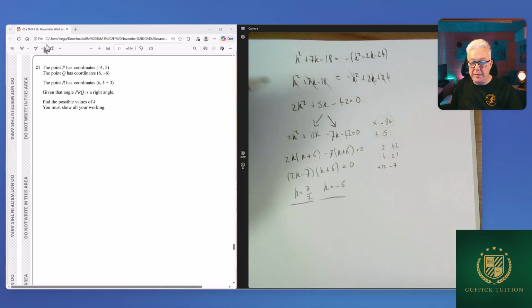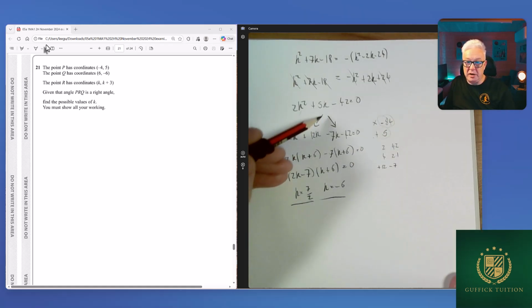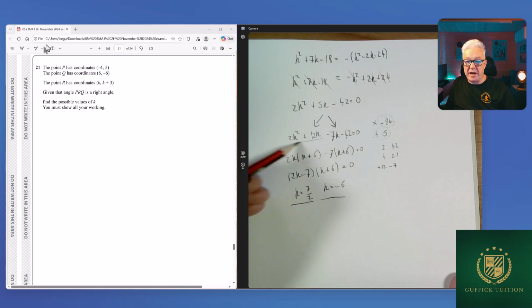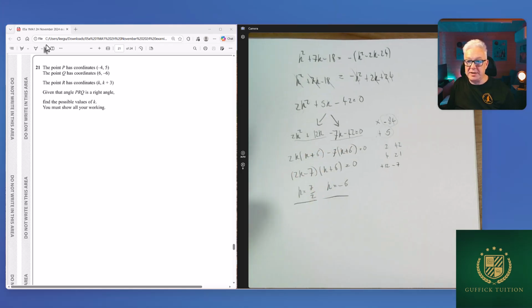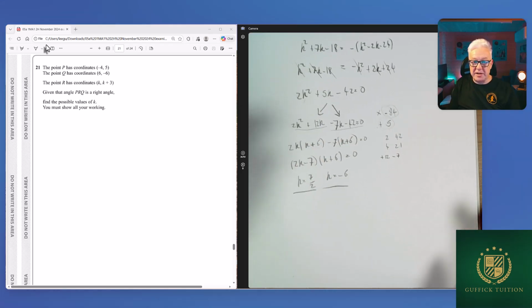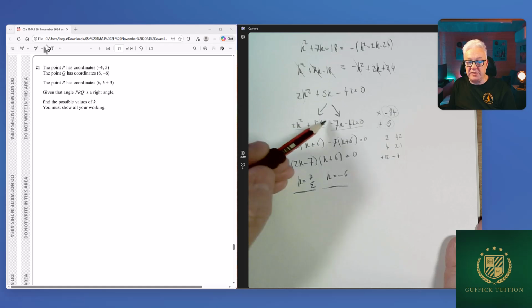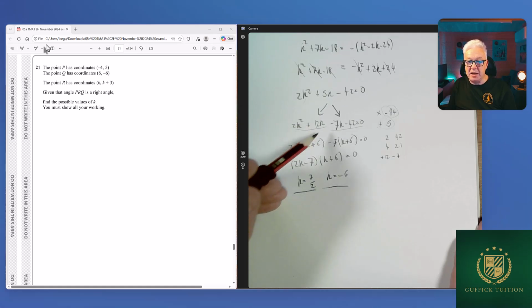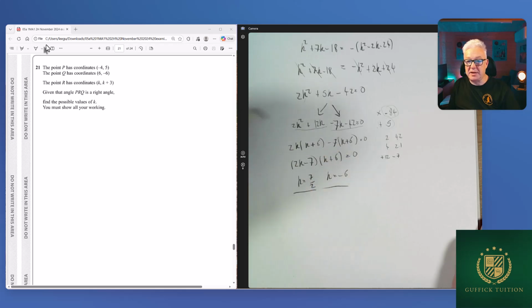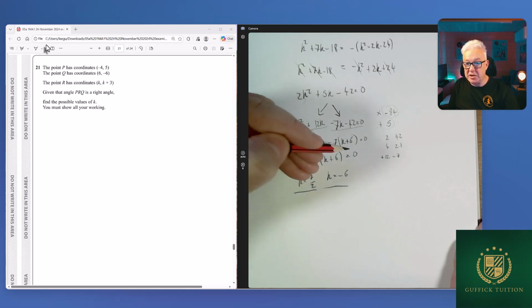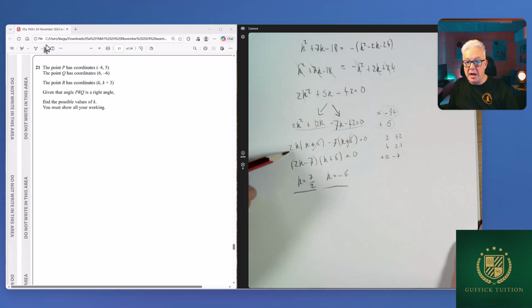So we split the middle term up into 12 and -7, and then we factorise the first two terms and factorise the second two terms. We take a factor of 2k from these first two terms, leaves me with k+6. Take out -7 from these two terms, leaves us with k+6. You know it's right if these two brackets match each other, and then whatever's written in front of these two brackets is the other bracket. So 2k minus 7 is the other bracket.